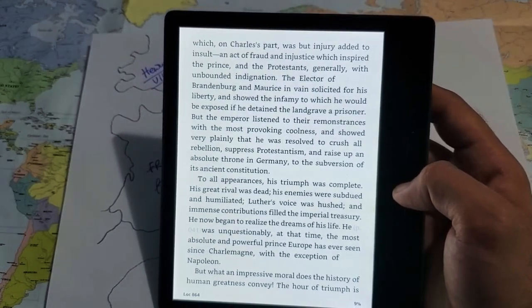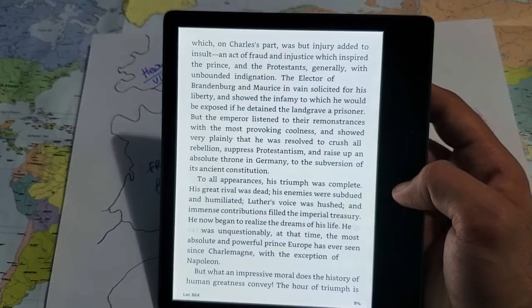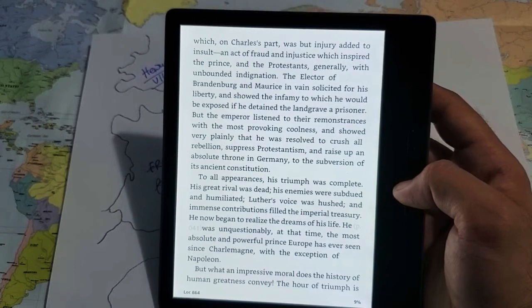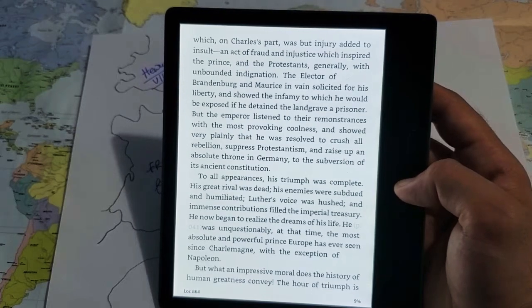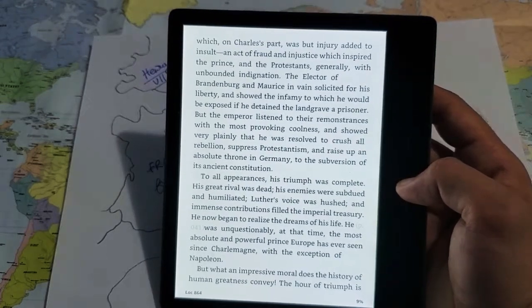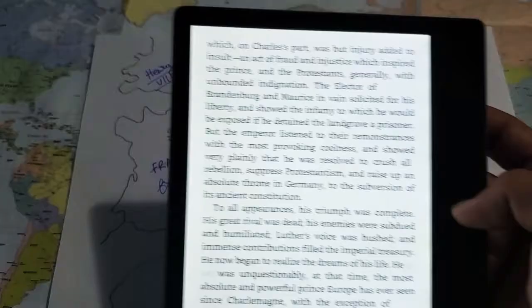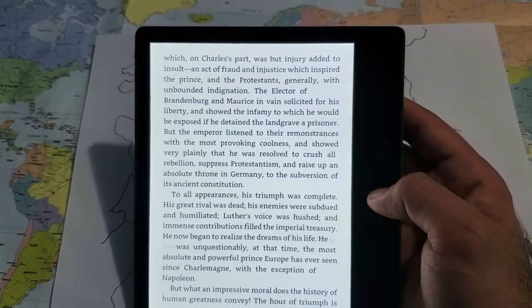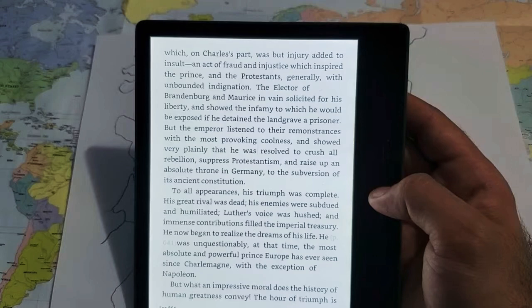But the emperor listened to their remonstrances with the most provoking coolness, and showed very plainly that he was resolved to crush all rebellion, suppress Protestantism, and raise up an absolute throne in Germany to the subversion of its ancient constitution. Back then, Germany was a couple hundred kingdoms, so he wanted to unite Germany. That would not happen until the 1850s with Otto von Bismarck. To all appearances, his triumph was complete.